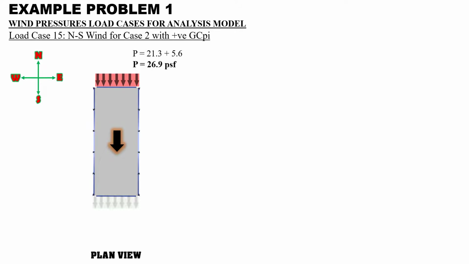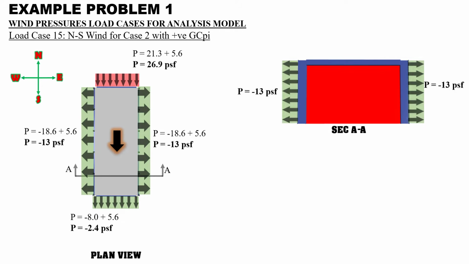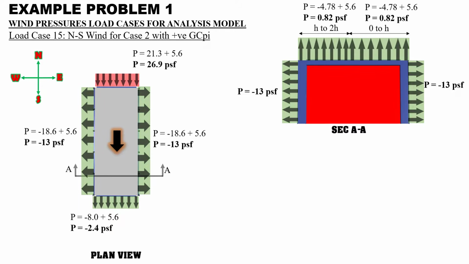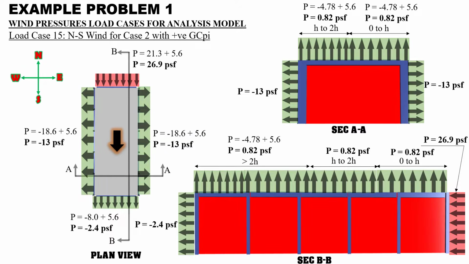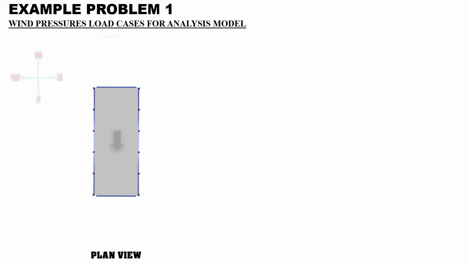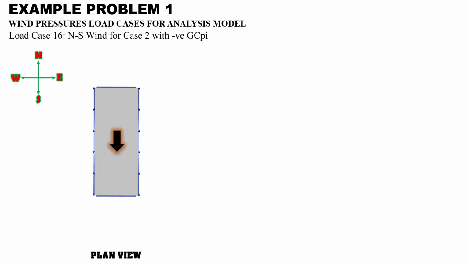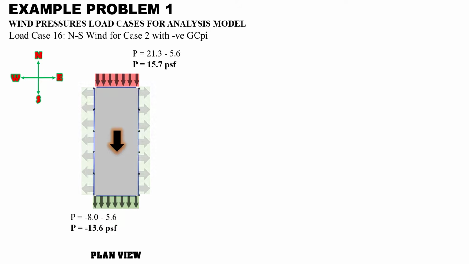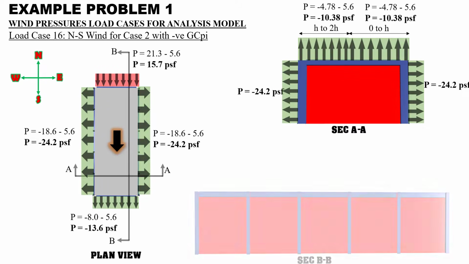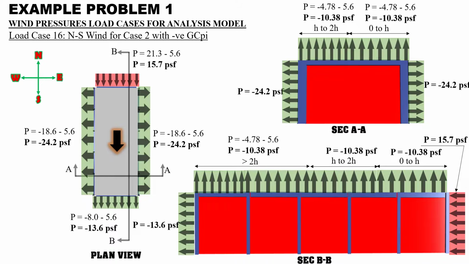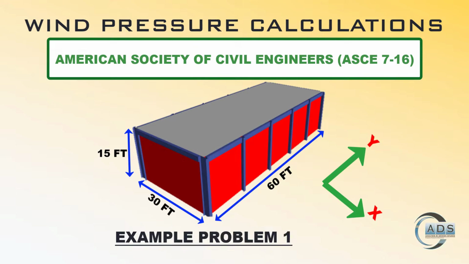For load case 15, case 2 with the positive GCPI, the only difference is in the roof pressures. And the last, load case 16, with the same wind direction but with case 2 and negative GCPI. So this ends our example problem 1.